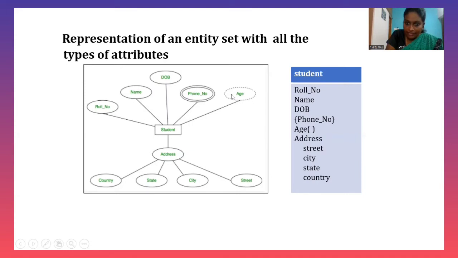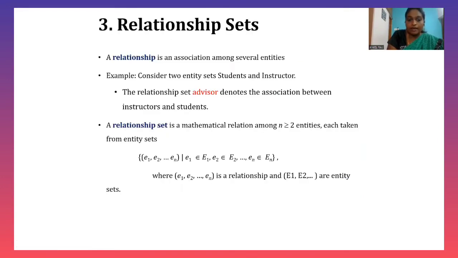This is a derived attribute. This is a composite attribute. The composite attribute is again being divided into subcategories of attributes. So this is how the diagram is to be drawn in general. When I talk about the student entity, the roll number, name, date of birth, phone number, age, and address are all attributes. These describe the particular student. The same information is represented here diagrammatically.